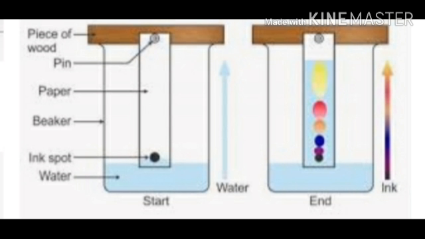Second step, draw a line with the help of a pencil. Put a small drop of ink, and next immerse the filter paper in water. Here what happens? As the water rises on the filter paper, it takes along the dye particles. The important thing is that the colored component that is more soluble in water rises faster, and the colored component that is less soluble in water rises slowly.